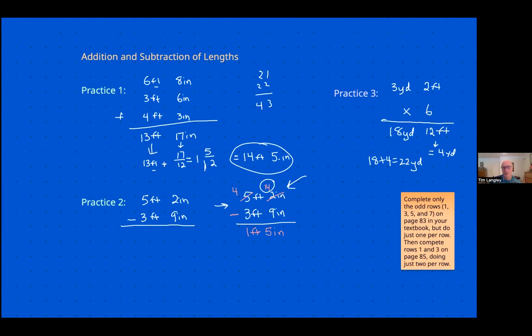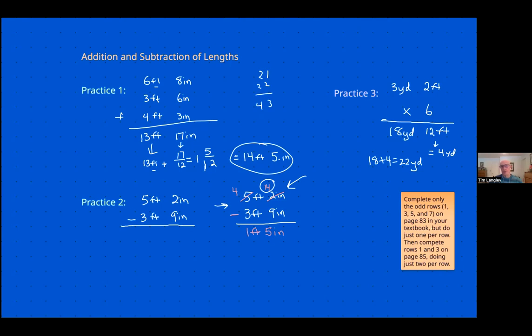Okay, so let me say that one more time real quick. I'm borrowing from the 5 on the left here, and so that becomes a 4 feet, but I'm bringing 1 over, but it's a foot. I'm bringing over to the inches, and the foot is 12 inches. So 2 plus 12 is 14. All right, now I can subtract 9 from 14, and I get 5 inches, and 3 from 4 feet is 1 foot, 5 inches. Okay, all right, practice 3.